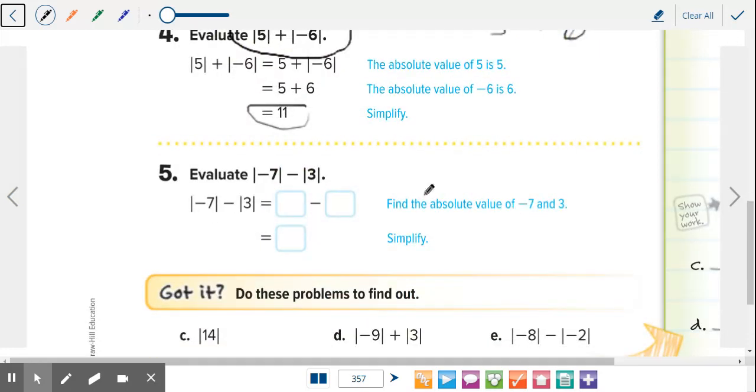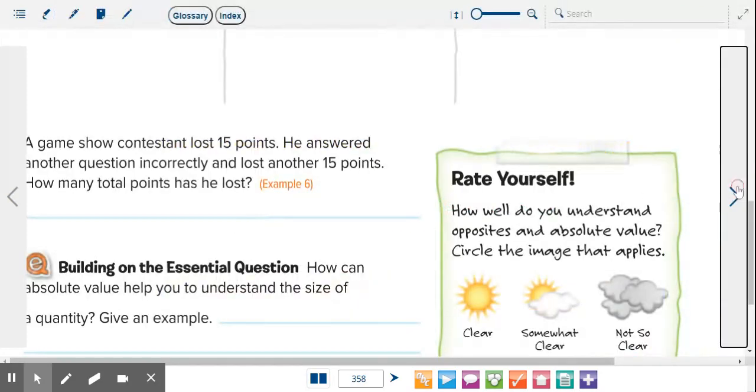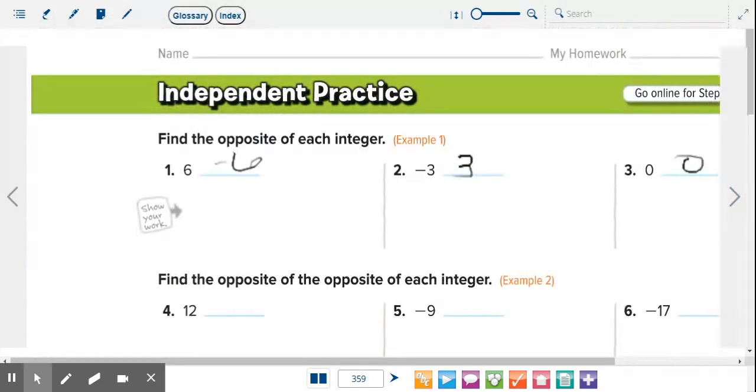All right, so let's do another one like that. So we have the absolute value of negative 7 minus the absolute value of 3. So what is the absolute value of negative 7? 7. What's the absolute value of 3? 3. So what's 7 minus 3? 4. Okay, so that's how that works. All right, so let's go back over and do some more on page 359.